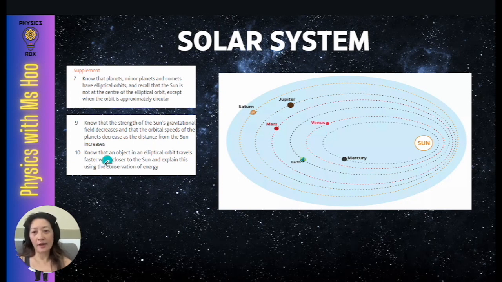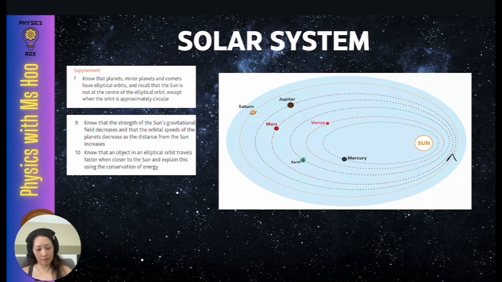And based on that, you need to know that the object in the elliptical orbit travels faster when it's closer to the sun and slower when it's further away from the sun. So you've got to use the conservation of energy to explain this. So how do we use it? Remember that motion energy is kinetic energy.